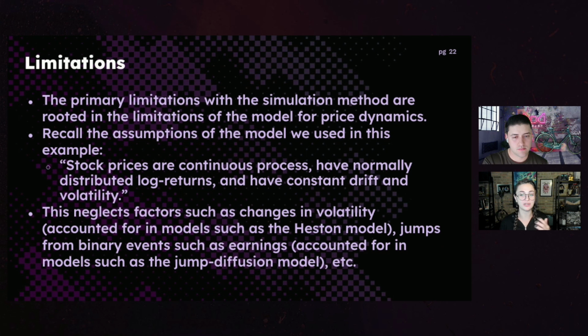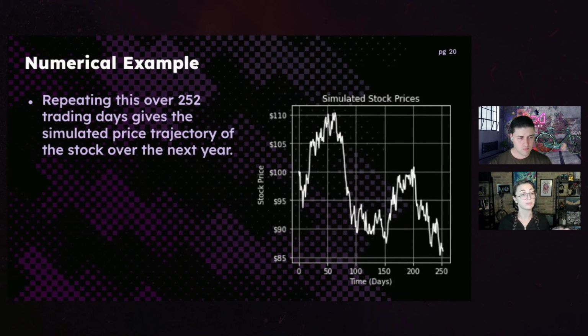We know they don't usually have constant drift and volatility. Year by year, those are dynamic variables, and this sort of neglects those different factors. But there are other types of models that you can use to model stock price dynamics that capture more of those subtleties. For example, the Heston model accounts for variable volatility, specifically looking at the evolution of volatility. You can look at the jump diffusion model, which takes jumps from binary events like earnings into account to get a different model for what the possible dynamics might be.